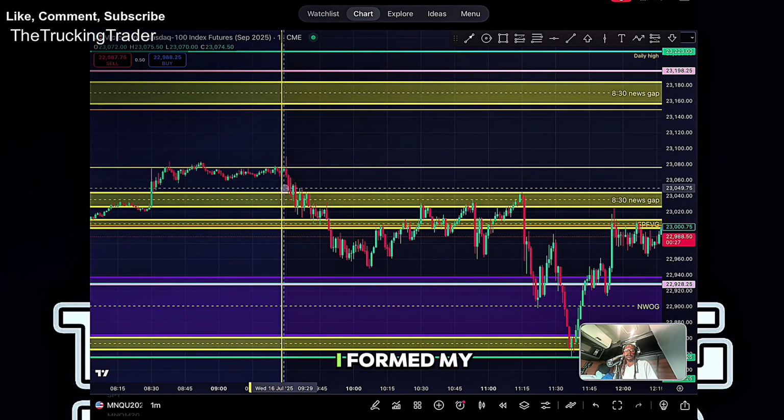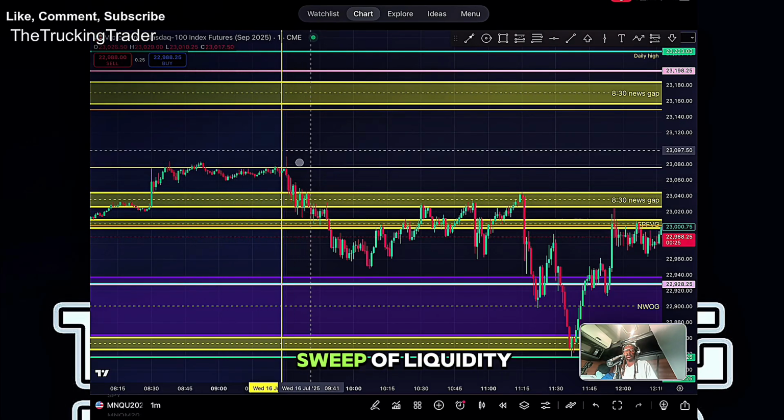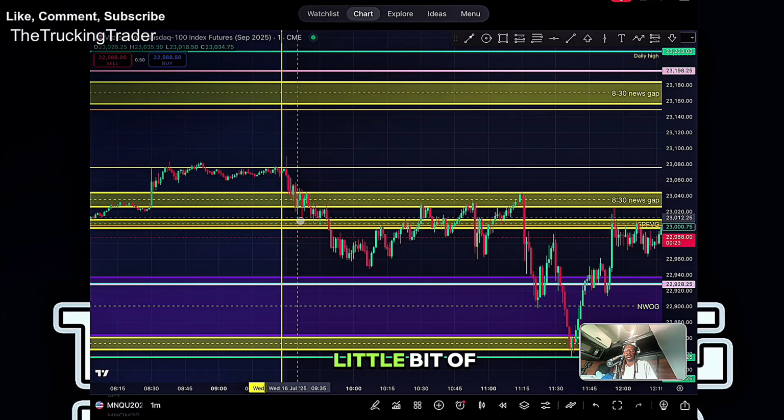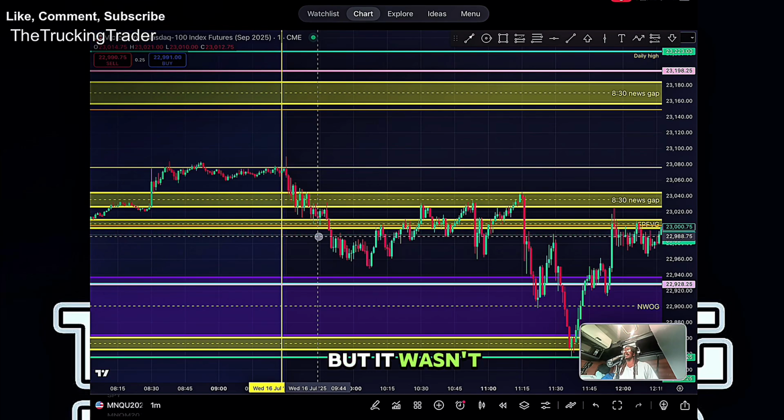But yeah, so that's how I formed my trade. We had the sweep of liquidity up here, a little bit of a market structure shift. I found my areas of liquidity, took a little sell. It wasn't that big of a move. I think I probably only made 30 or 40 points. I'll have to go back and look at the entries and everything like that. But it wasn't really that big of a move.